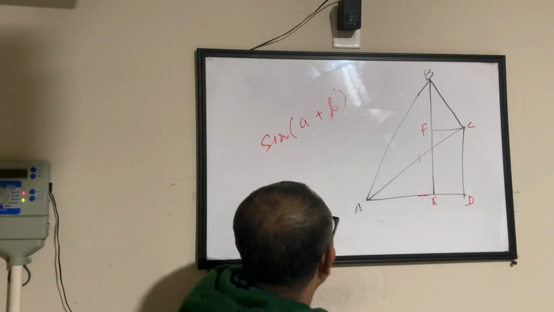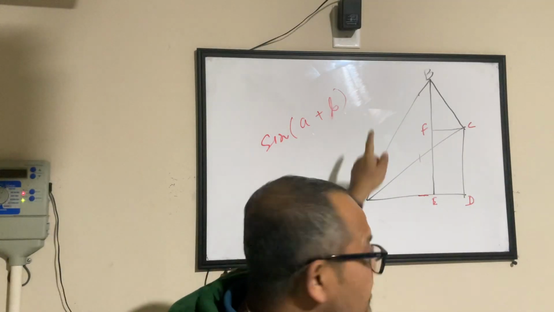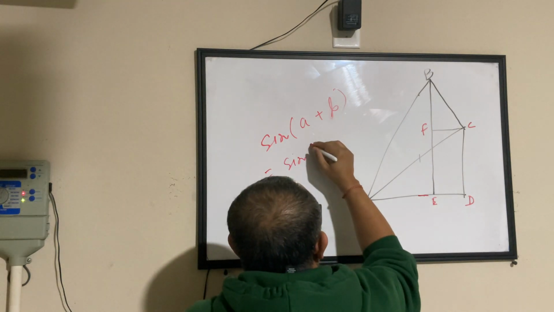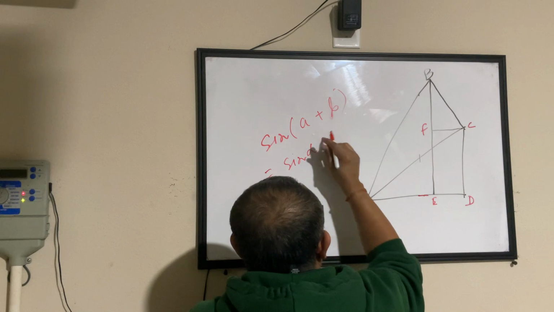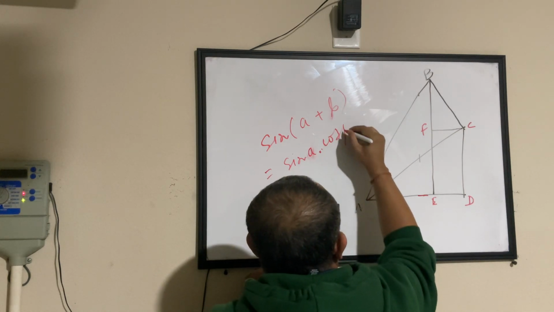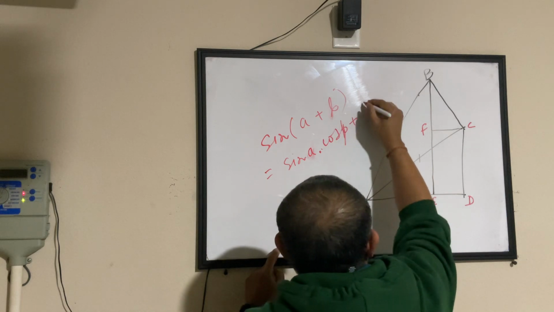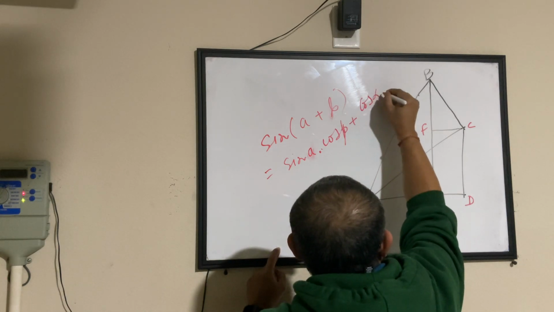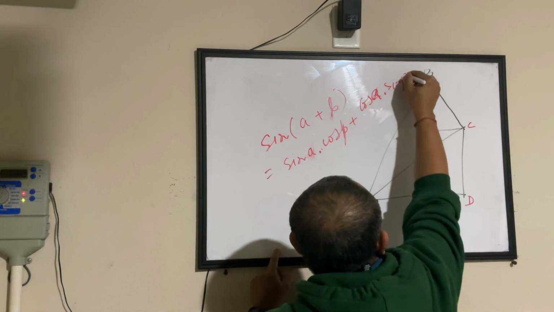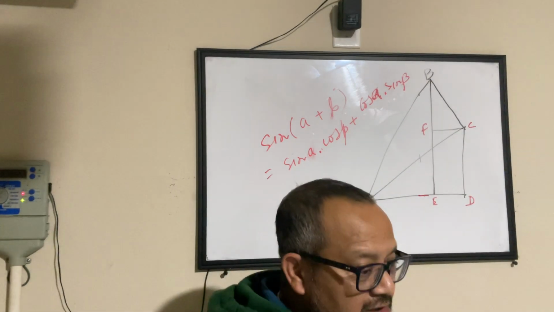Sine of angle A plus B equals sine of A multiplied by cos of B plus cos of A multiplied by sine of B. So this is one addition rule.